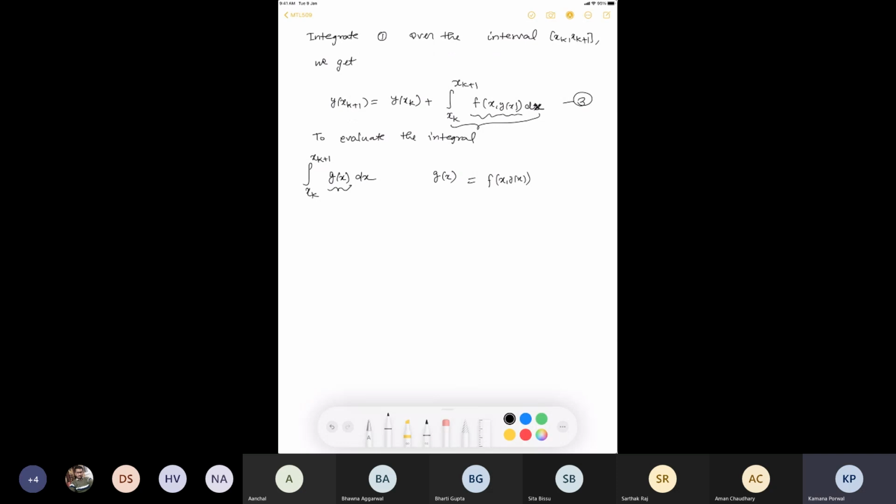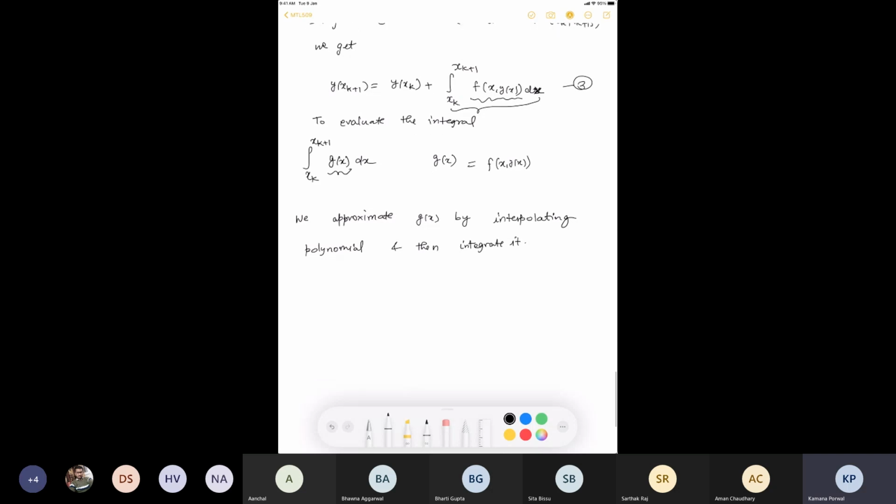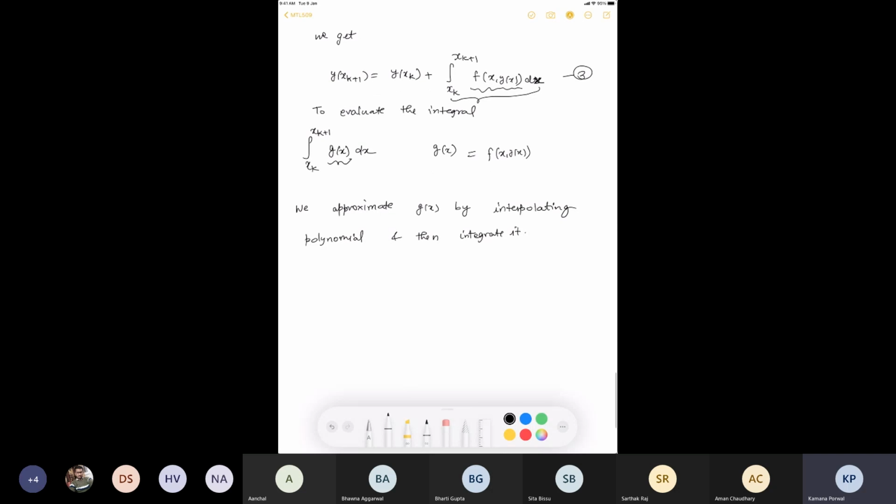So we have to evaluate this integral. What do we do? We approximate g(x) by an interpolating polynomial, and then integrate it. Okay, so this is the underlying idea. Now, based on how you choose the interpolation points, we can have a categorization of these multi-step methods.